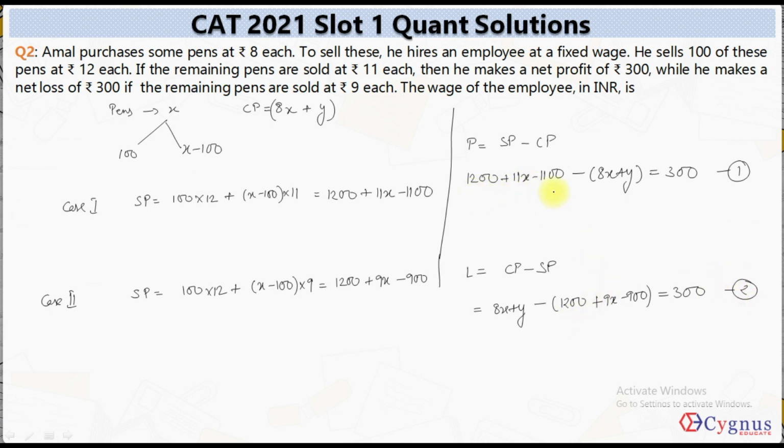I'm left with what? 2 equations and 2 variables, in terms of what? x and y. What is y here? Salary of that person. And he's also asking the wage of that employee. After solving these equations, what will you get? You'll get y equal to 1000. So this was an easy question for me. I think this was a doable question. Fine. Let's look at the next one.